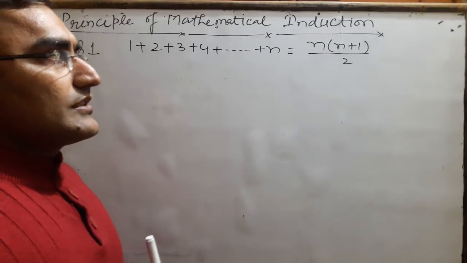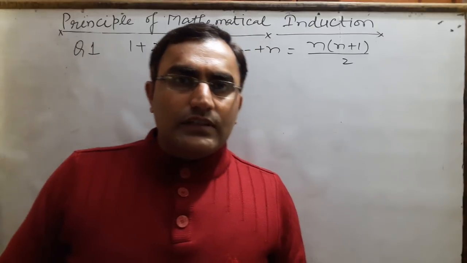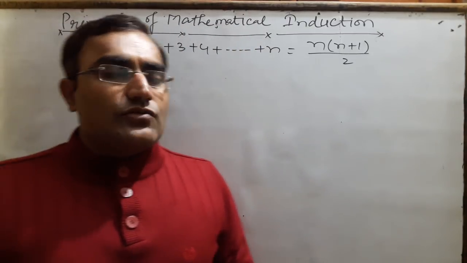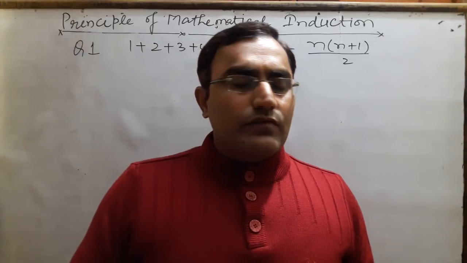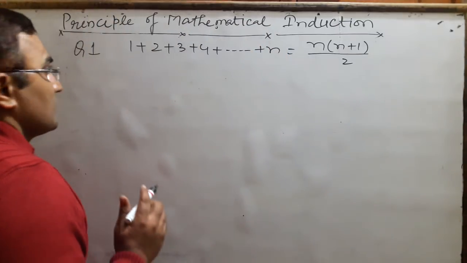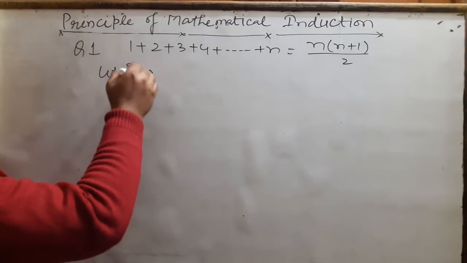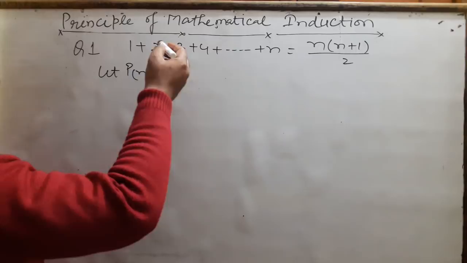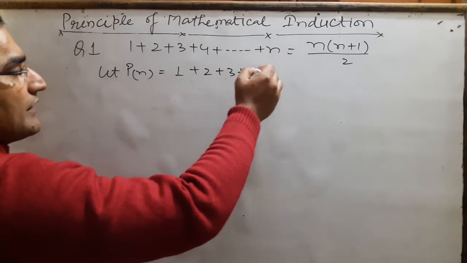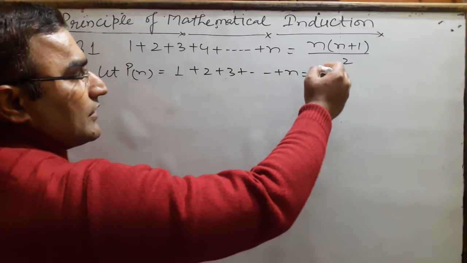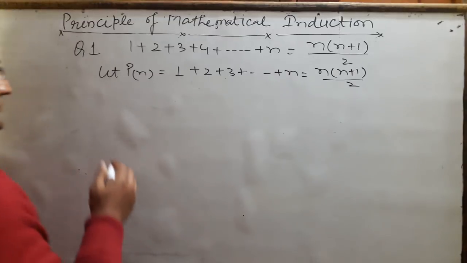This type of questions completes in 3 steps. Step first, for n is equal to 1. Step second, for n is equal to k. And step third, for n is equal to k plus 1. Let Pn be 1 plus 2 plus 3 and so on up to n is equal to n into n plus 1 upon 2.